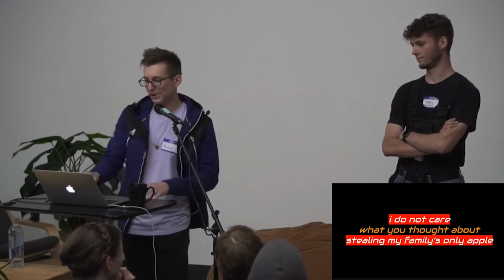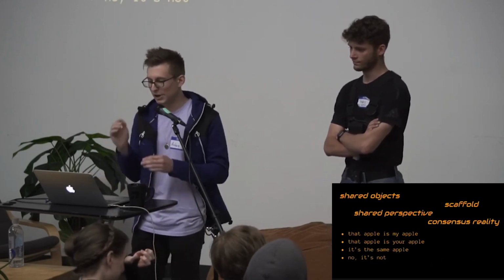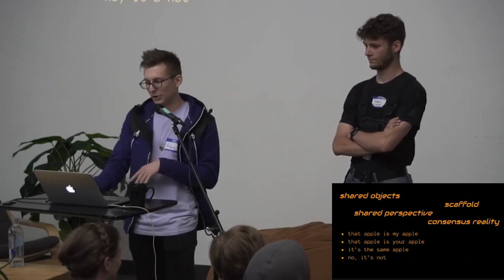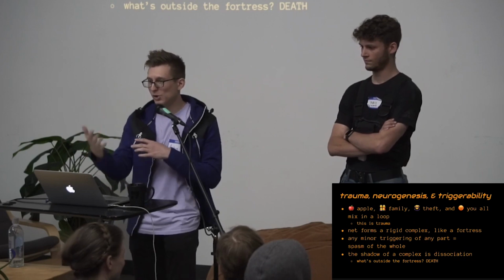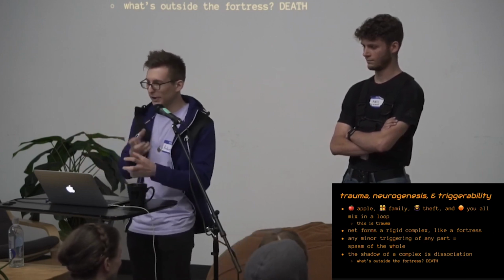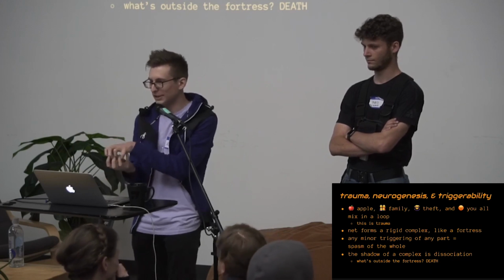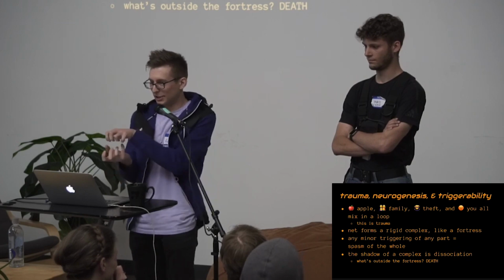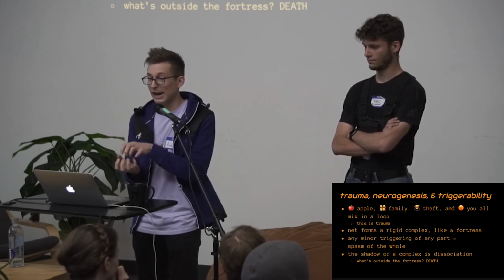And notice here now, there's two of these lines, and they're right next to each other. So what happens is trauma, shared object, scaffold, shared perspective, consensus reality. That apple is my apple, that apple is your apple, it's the same apple, no it's not. The apple, the family, the theft, and you or me all go around in a loop and get hyper-connected. They build a fortress and it's super strong. If anyone says apple, family, theft, or you, you're going to remember this, and it's all going to activate at once because all of those things are stuck together. And that's a complex.